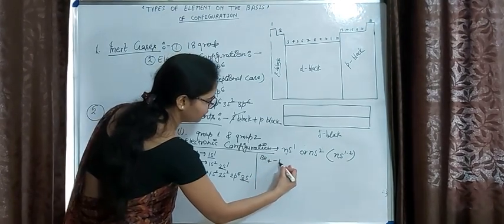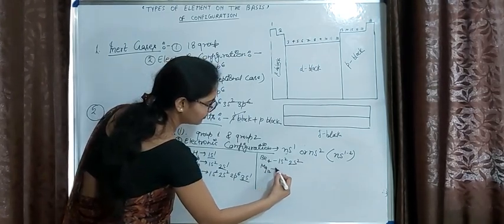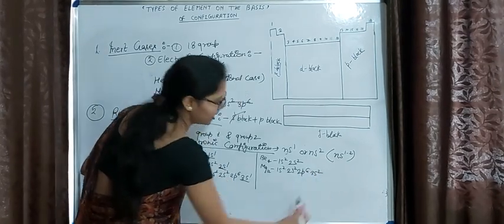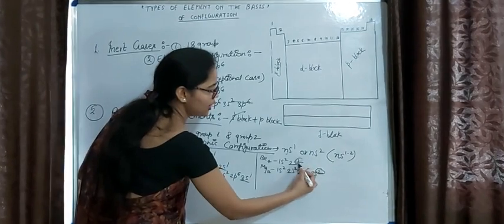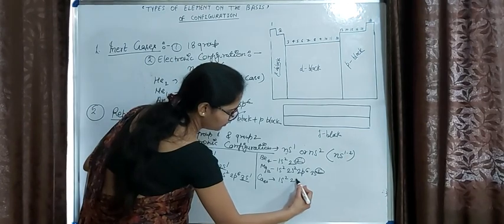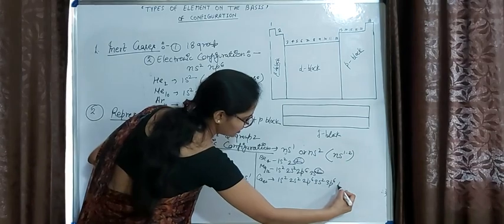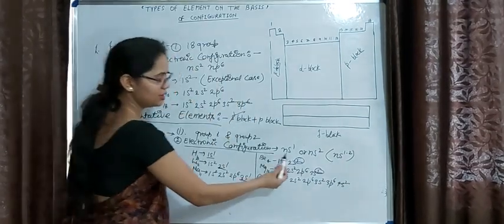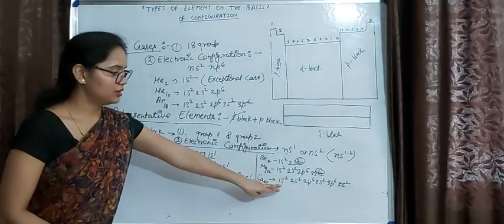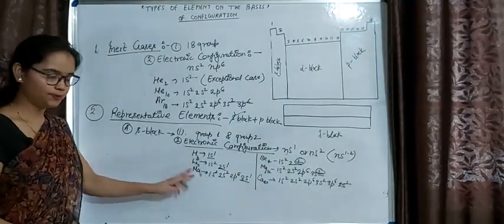Let's take some examples of group 2. Beryllium: 1s2 2s2. Magnesium: 1s2 2s2 2p6 3s2. Again ns2. Calcium you can take: 1s2 2s2 2p6 3s2 3p6 and 4s2. So all these elements are representing ns2 type of configuration, because these elements belong to group 2. So this is about the electronic configuration.